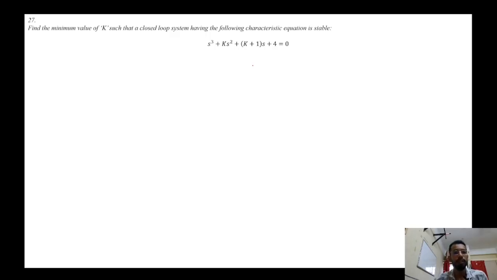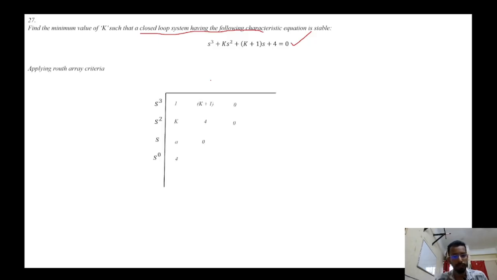Find the minimum value of K such that a closed loop system having the following characteristic equation is stable. We know that a closed loop system having the following characteristic equation is stable when the first column of the Routh array will be non-zero or non-negative, right? So applying the Routh criterion.